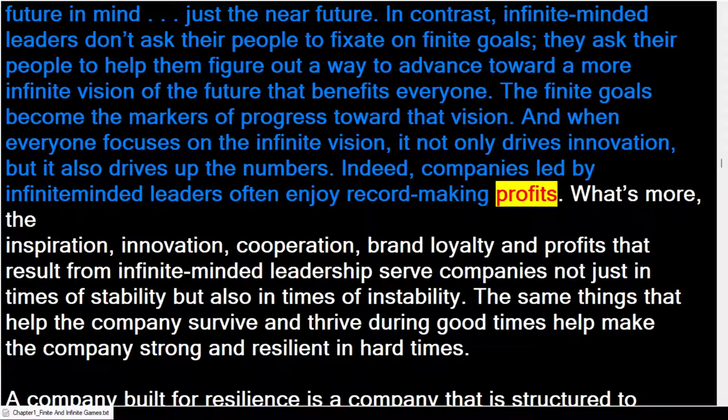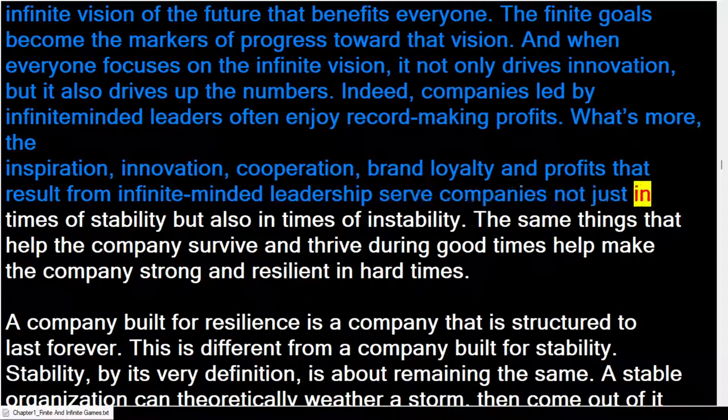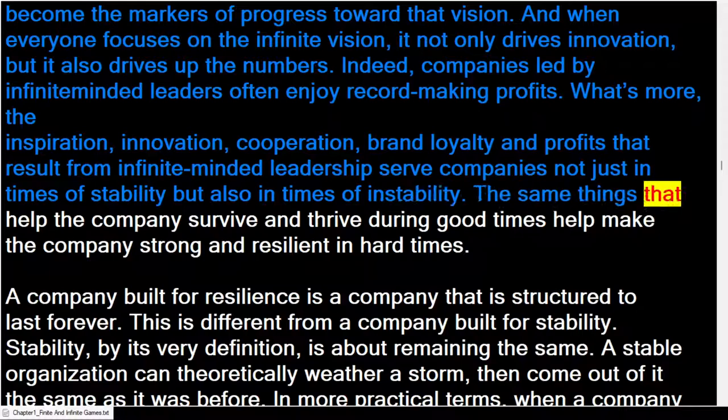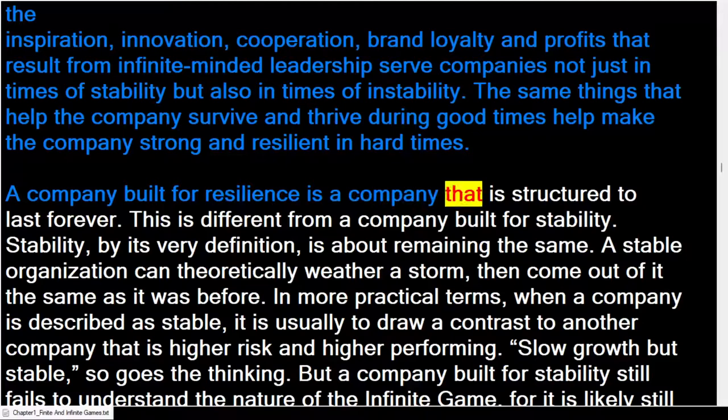What's more, the inspiration, innovation, cooperation, brand loyalty, and profits that result from infinite-minded leadership serve companies not just in times of stability but also in times of instability. The same things that help the company survive and thrive during good times help make the company strong and resilient in hard times. A company built for resilience is a company that is structured to last forever.